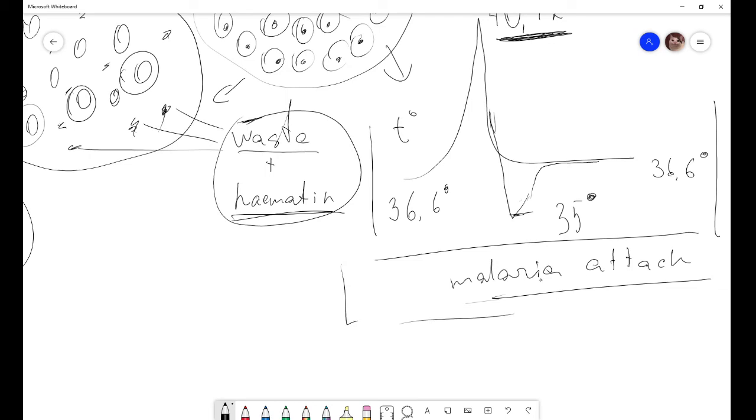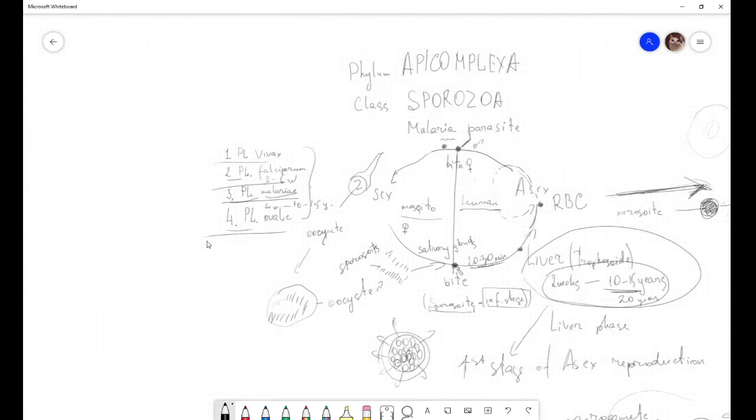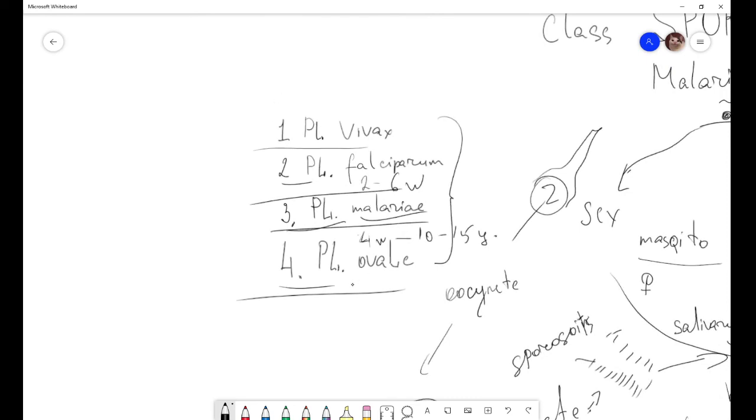And what is the timing of this malaria attack? The timing of the malaria attack depends on the species. For example, Plasmodium vivax, it is 3 days. Plasmodium falciparum from 3 days to 2 weeks, sometimes it is so long. Plasmodium malariae, it is 4 days of malaria attack. Okay, and what is the next?